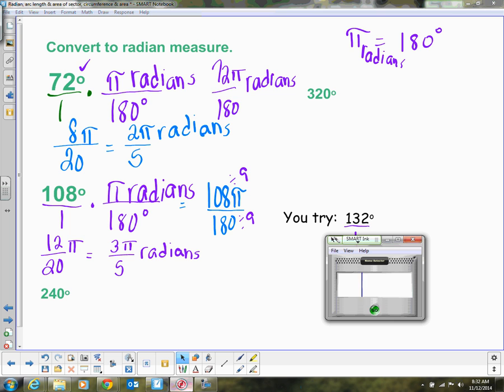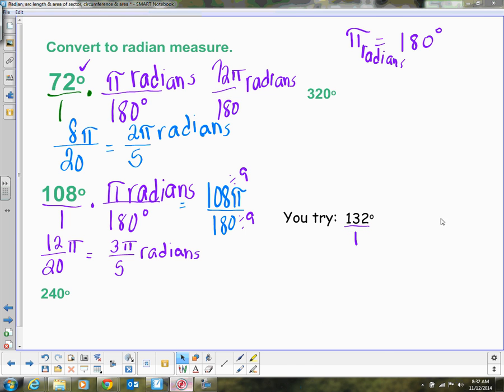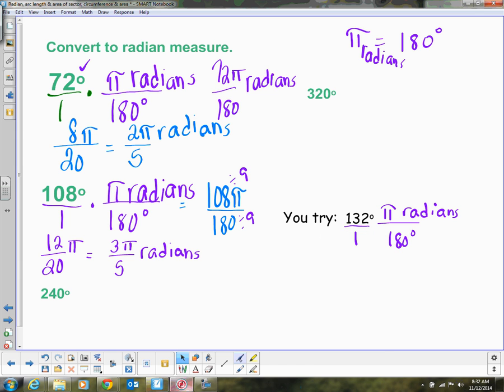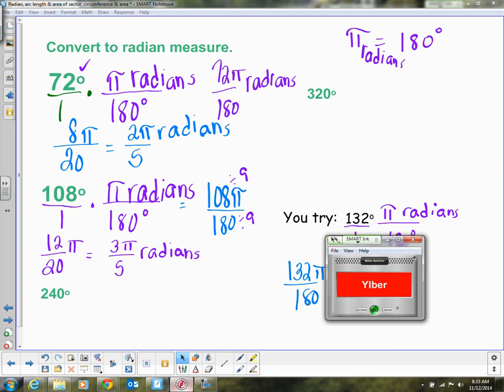All right. So now, how do I set up my fraction, Brian? Because it's degrees, and we want degrees to cancel with degrees. What's on top? Pi radians. All right, so after this, what are we going to do? Albert? So we're going to have 132 pi over 180. And I'm going to leave off the radians till the end so that we can simplify.